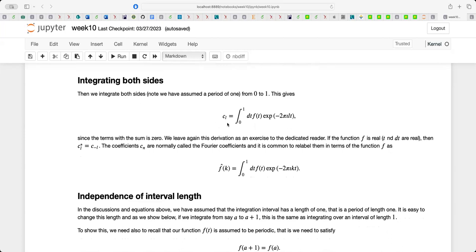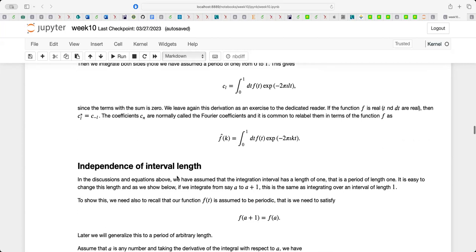And a pretty common way to label these coefficients is just to use this one, and you normally call this a Fourier transform. And if you multiply the left-hand side with e to the plus 2 pi i k t and integrate, then you get the inverse Fourier transform.